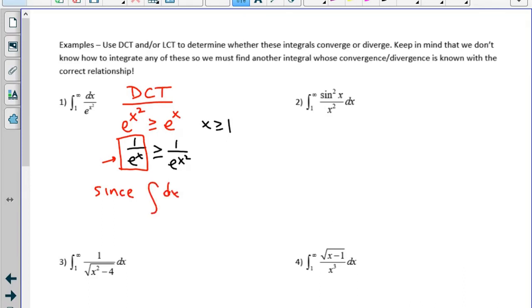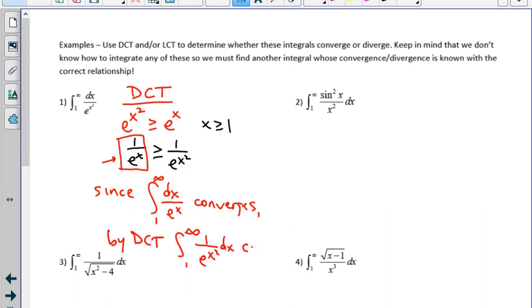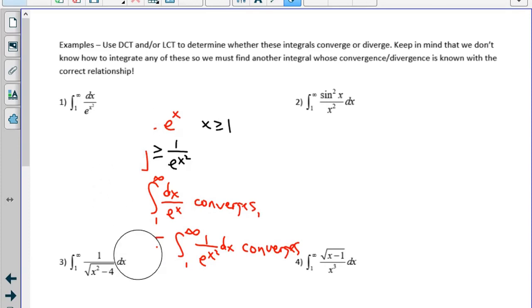since the integral from 1 to infinity of dx over e to the x converges, I don't know why I put dx twice, by the direct comparison test, then the integral from 1 to infinity of 1 over e to the x squared dx converges. So that's something that's true. I'm going to erase it, so pause or whatever if you need to go back.